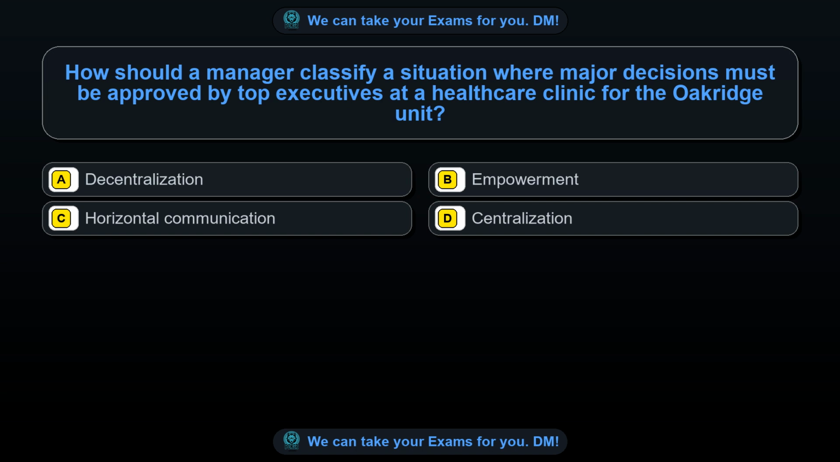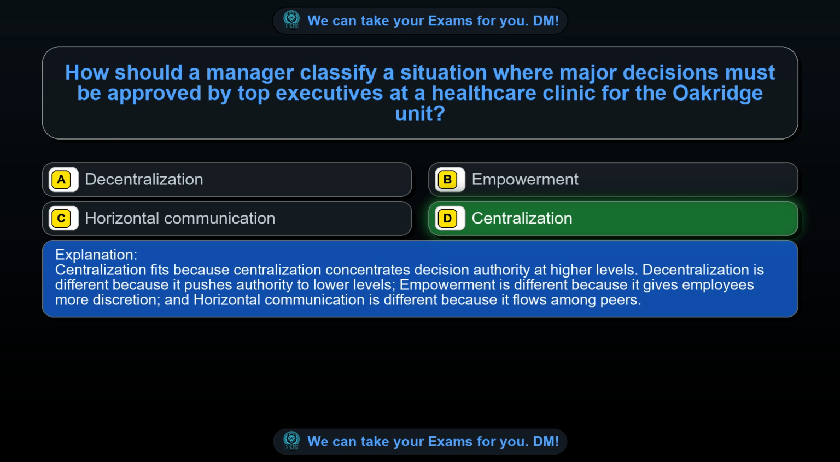Question 99. How should a manager classify a situation where major decisions must be approved by top executives at a healthcare clinic for the Oak Ridge unit? Option A, decentralization. Option B, empowerment. Option C, horizontal communication. Option D, centralization. The correct answer is option D, centralization.